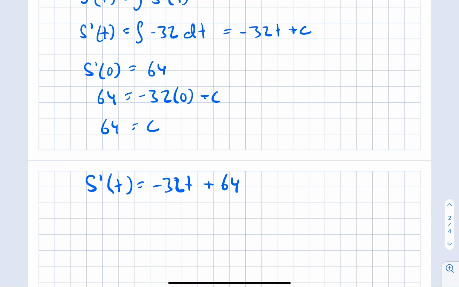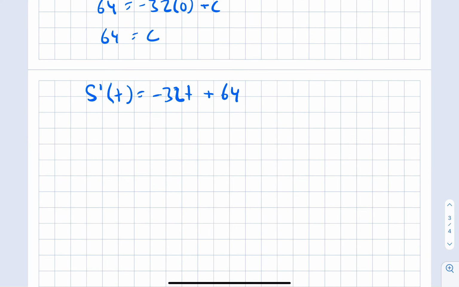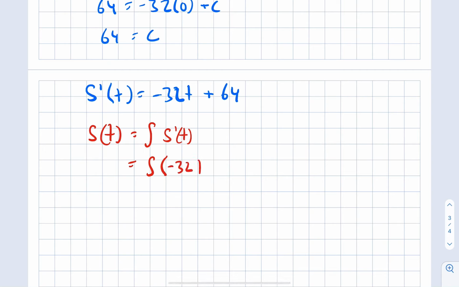Well, what we're looking to do, though, is get the position function, which is s of t. So we'll switch over here. And just a reminder that to get s of t, we need to integrate the velocity function. Okay, so again, we're going backwards one more time. So what that means is we are going to integrate s prime of t, that is negative 32t plus 64, and we are going to do that in terms of time.